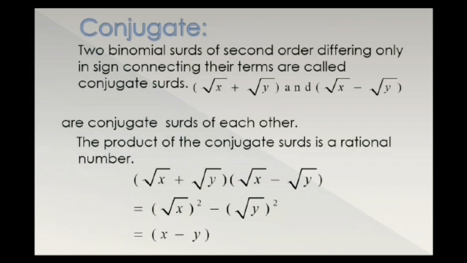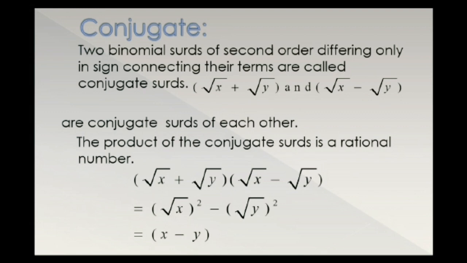Now students, we will discuss what a conjugate is. Conjugate is a very important concept. Two binomial surds of second order differing only in the sign connecting their terms are called conjugate surds. The conjugate will always be found from the binomial surds.